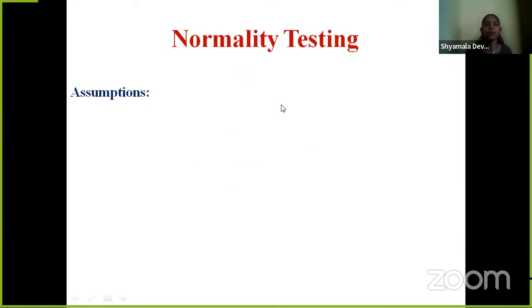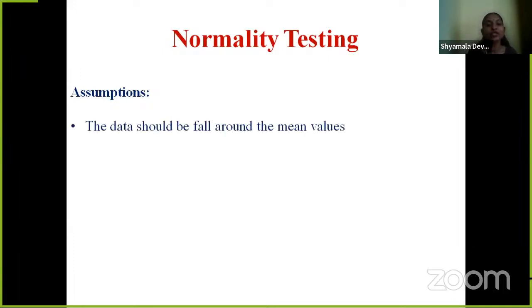Let us discuss the assumptions to check normality. The first is that the data should fall around the mean values. We already discussed this: most of the values will fall around the mean, and skewness is equal to 0 for a normal curve. To test normality, the skewness will be around 0. Skewness means that instead of a symmetrical curve, you get an asymmetrical curve, skewed or leaning towards the positive side or the negative side. If there is skewness, then it is not a normal probability curve. For a normal curve, the skewness will be 0 and kurtosis will be 3.